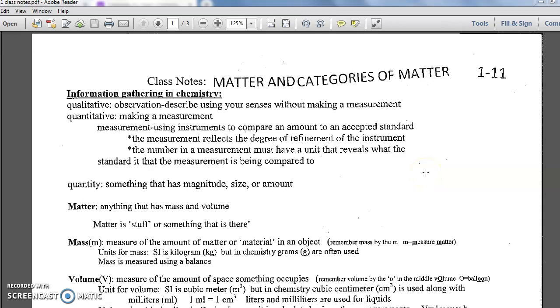Oh yeah, we welcome you back to our continuing, never-ending note series on 1.11. 1.11 is one of the big backbones of this entire unit, Unit 1. It is also a very important unit as it introduces chemistry vocabulary that we simply use the entire year.